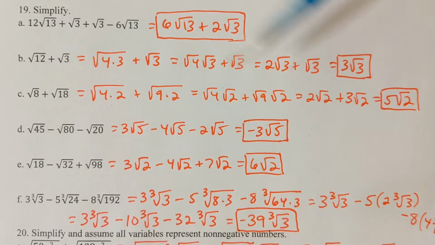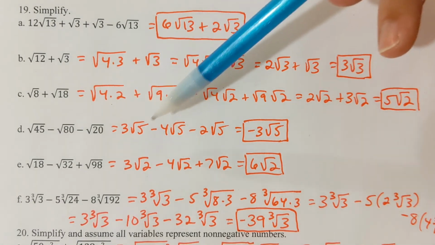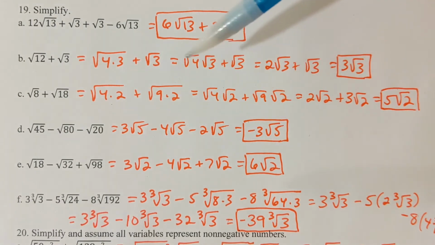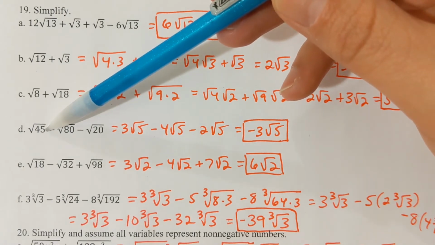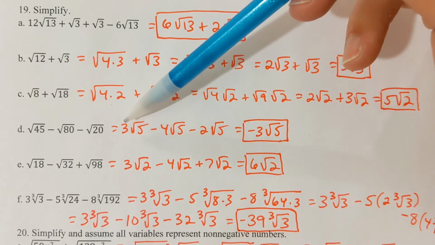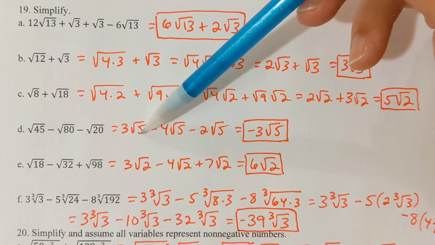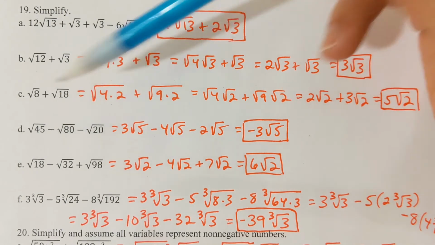Let's go to part D. Okay, I don't have any like radicals here. I've got to rewrite them to try to get into like radical form. I know that 9 times 5 is 45, and I also know the square root of 9 is 3. So 3 times the square root of 5, that would be the simplified form of the square root of 45.